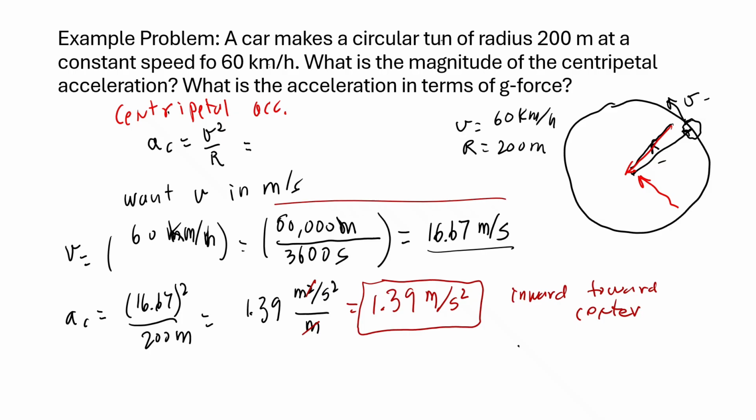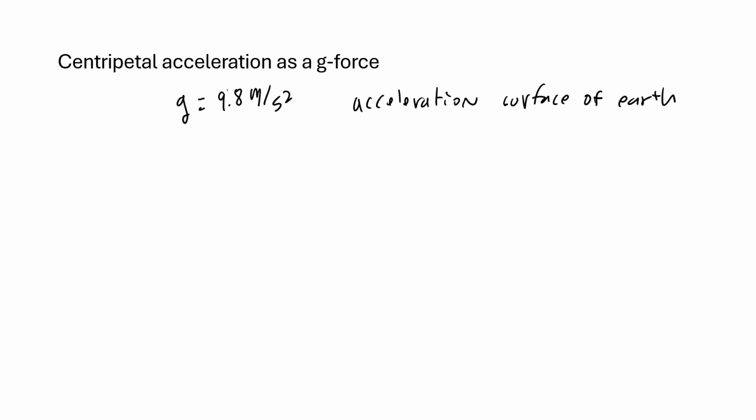Now next we want to look at the centripetal acceleration as a g-force. We know this g-force acceleration is 9.8 meters per second squared. That's the acceleration a body experiences at the surface of Earth, the gravitational pull of the Earth on an object. So let's do some calculations now on that.